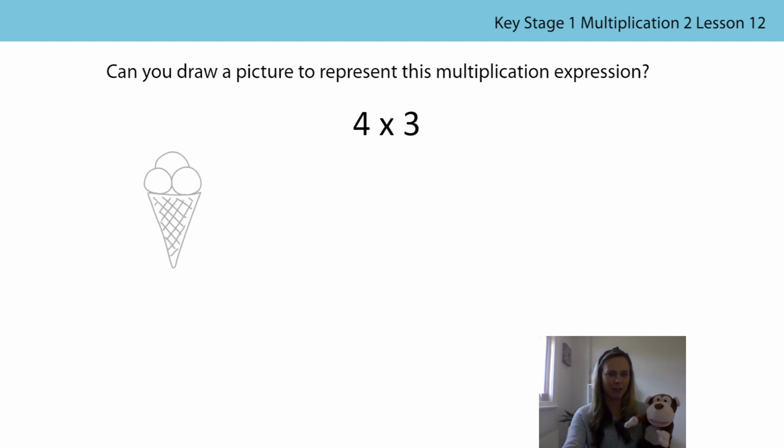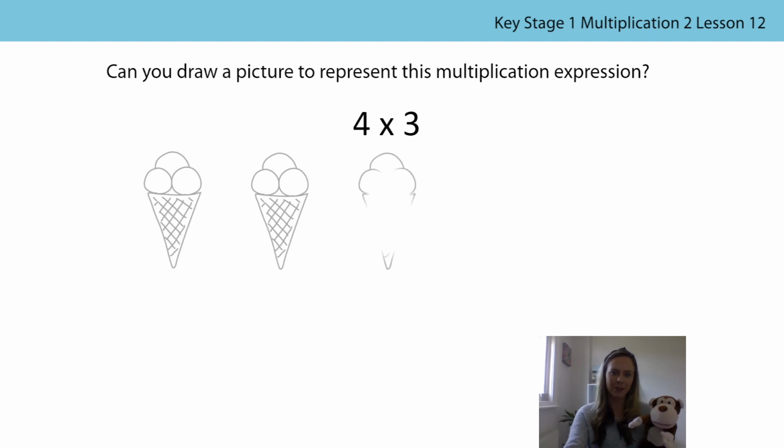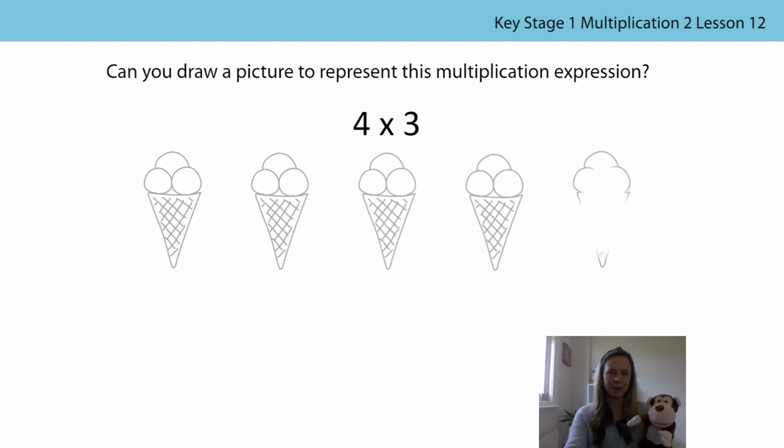We've got 1 group of 3, 2 groups of 3, 3 groups of 3, 4 groups of 3, 5 groups of 3. What's the matter, Bongo? There's something wrong. Oh, let's have a look at our multiplication expression and see what we've done wrong. The 4 in our multiplication expression represents the number of groups. So we only need to have 4 groups. That's our mistake, Bongo. That's better.